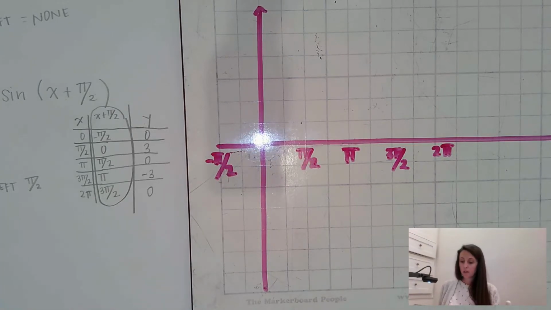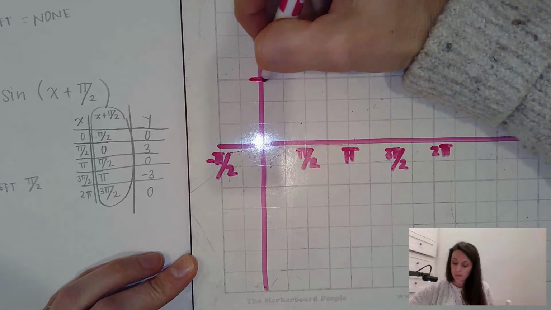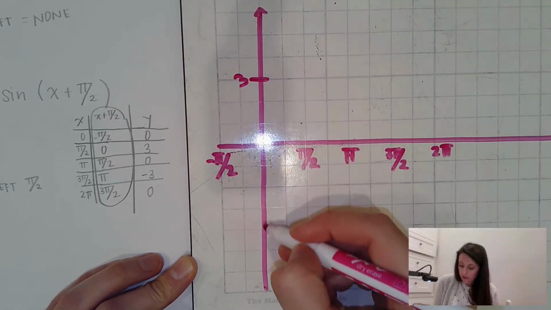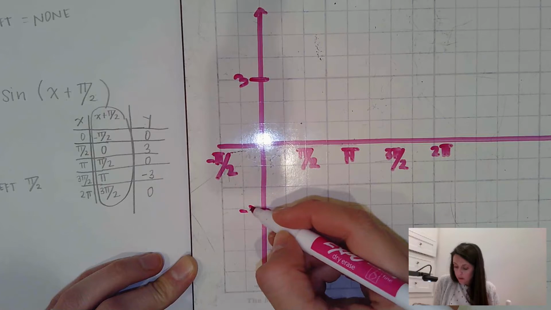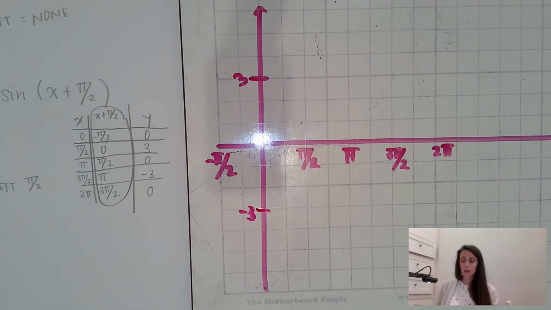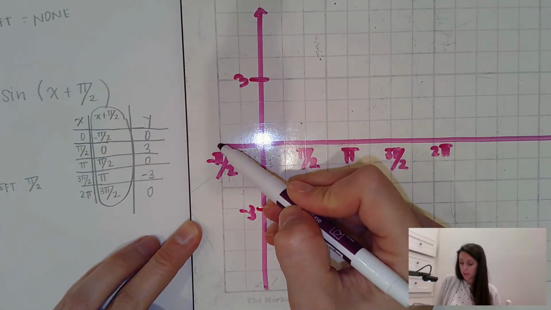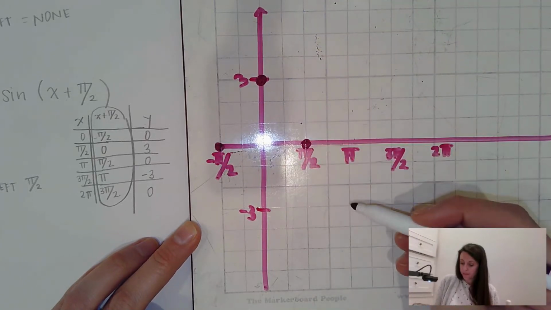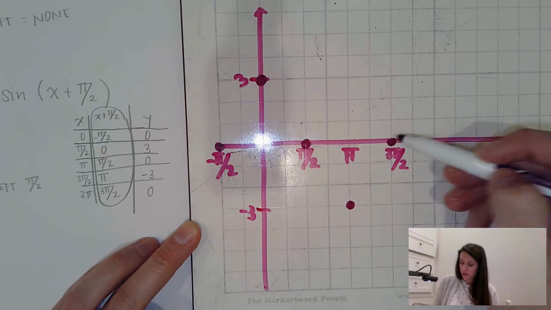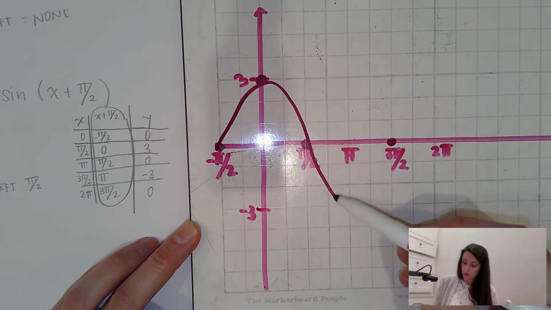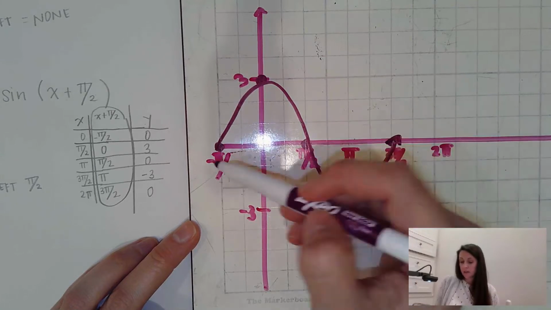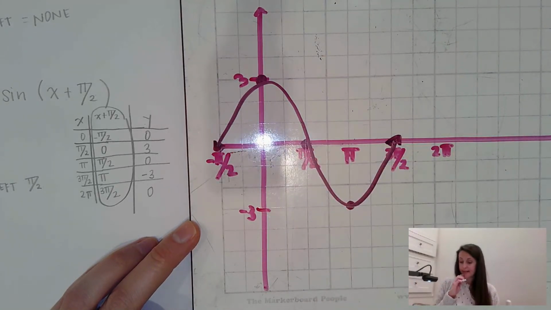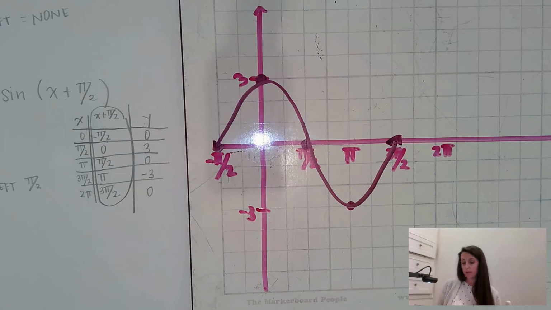Okay? All right, so my y values go from 0 to 3, and then down to negative 3. So at negative pi over 2, I'm at 0, 3, 0, negative 3, and back. So there is one period, and it continues to go in both directions here. So that is one period of your graph there. Good deal.